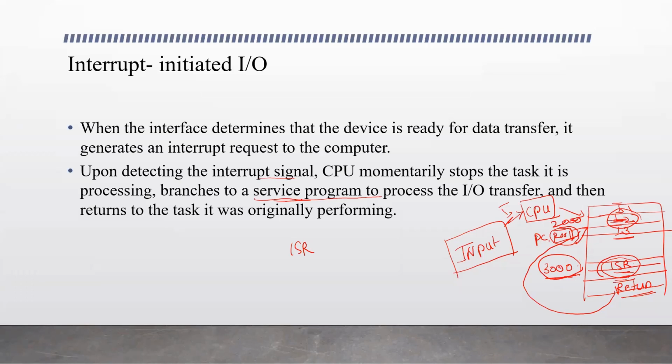So the PC will be loaded with this branching address, and 2001, this return address, needs to be stored in memory. We have learned already that when the control has to branch to execute some other part of the program, it has to save the return address. It can be saved in one of the memory locations, or in a processor register, or in a memory stack, right?